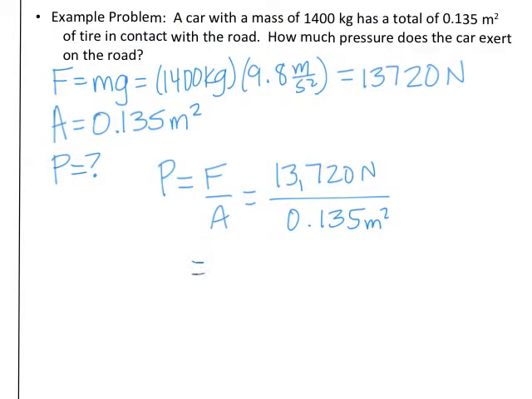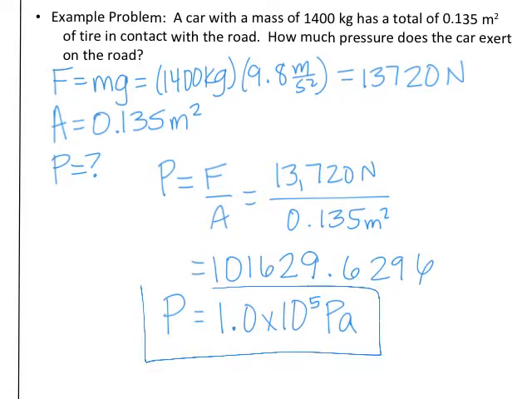You probably noticed that this is a really large number, so I'm going to write out the number and show it to you in correct scientific notation. You should get approximately 1 times 10 to the 5th pascals. When we're talking about pressure, these numbers are probably going to be fairly large, so it might be a good idea to practice using scientific notation.